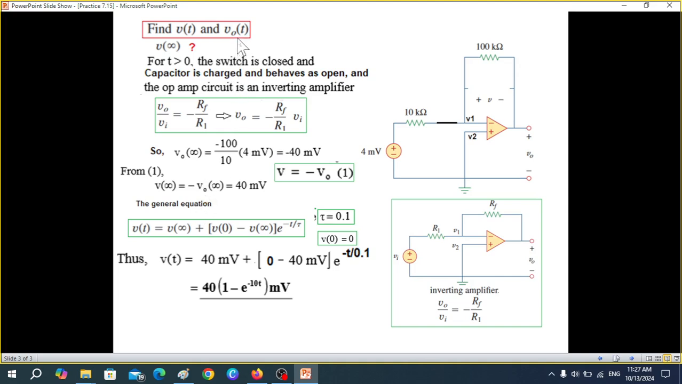And now for v0(t), we just simply use this formula. v0(t) is minus v(t). So v0(t) will be minus of this answer, which will be 40 times e raised to the power minus 10t minus 1. See the difference, this one has come first now.